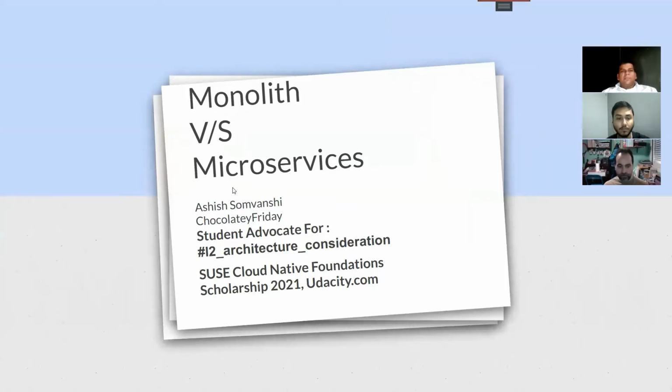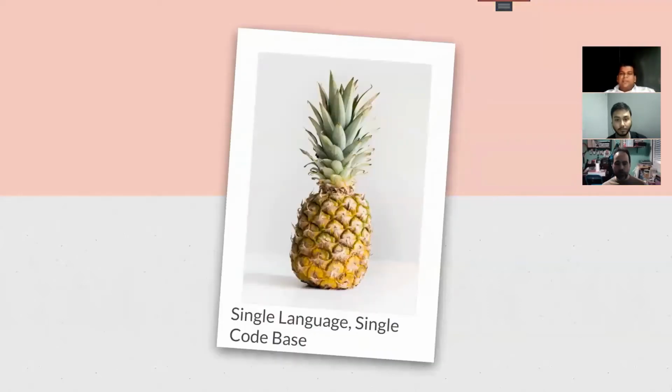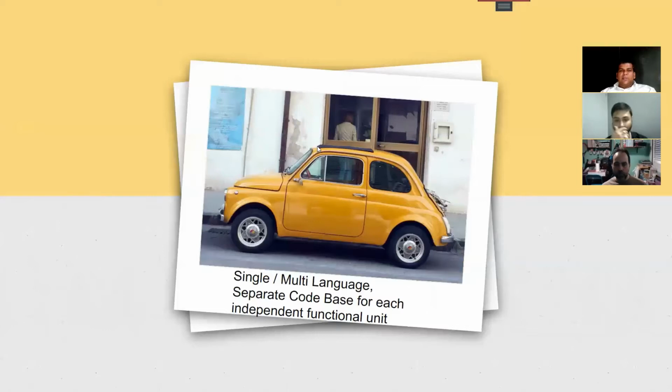Okay, let's start with monolithic versus microservices. Just a bit about monolith in a few quick lines. It is basically a single language program, generally speaking. Yes, the UI of course can have a different set of languages like HTML and JavaScript. But in general, the backend has a single language and a single code base. Moving ahead with microservices, yes, it can be a single language or multi-language.